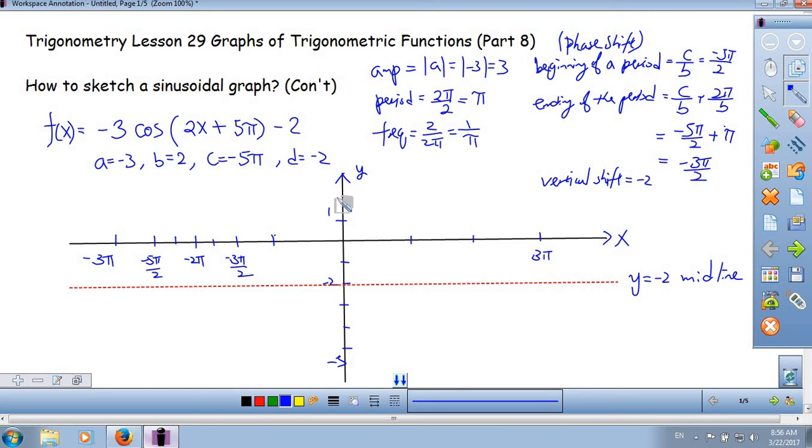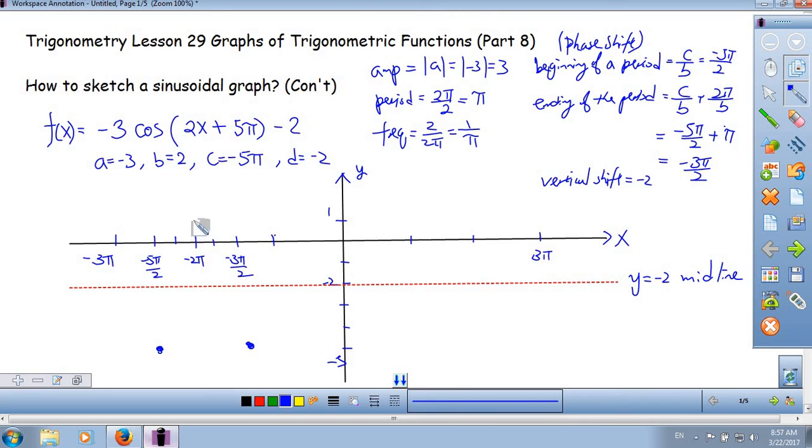So it will be -5 and 1. So it's like +3 and -3 from the midline. Now because it's negative cosine, I'm going to start at the minimum. So at -5 pi over 2, I will start at -5. At -3 pi over 2, I'm going to go back to -5.